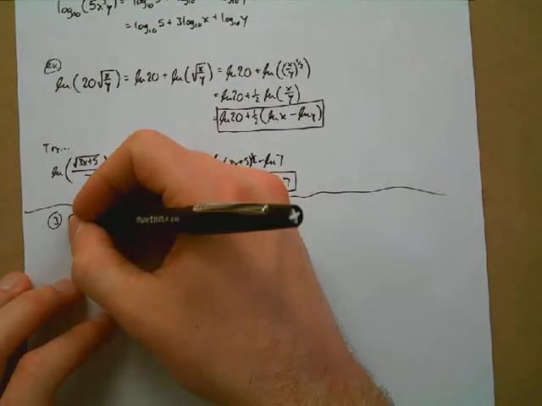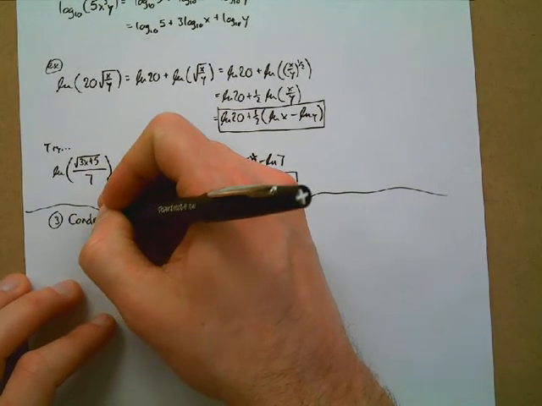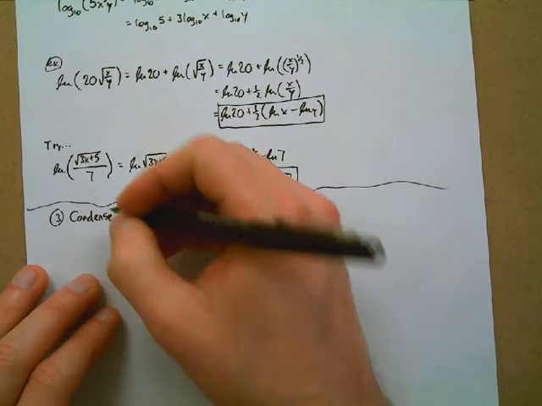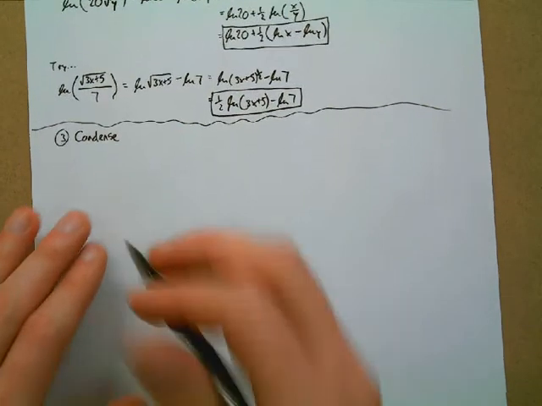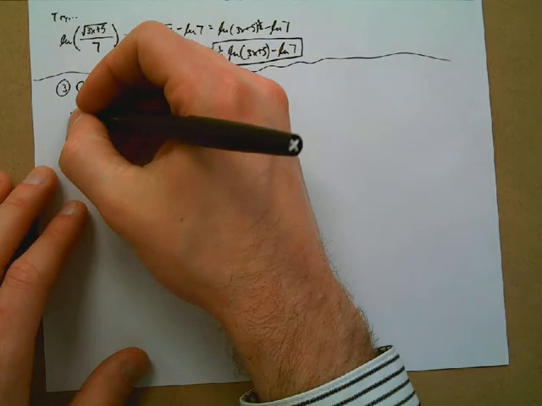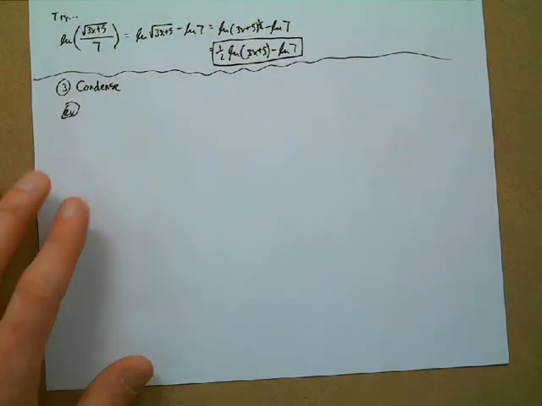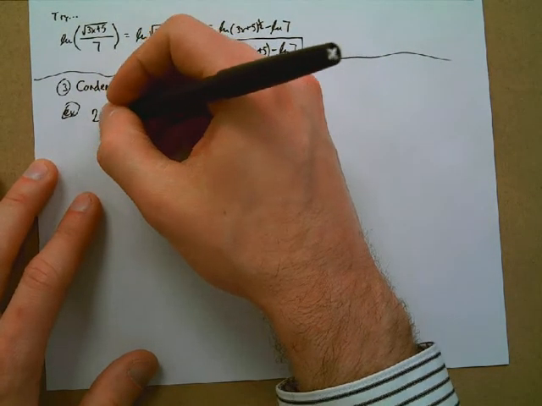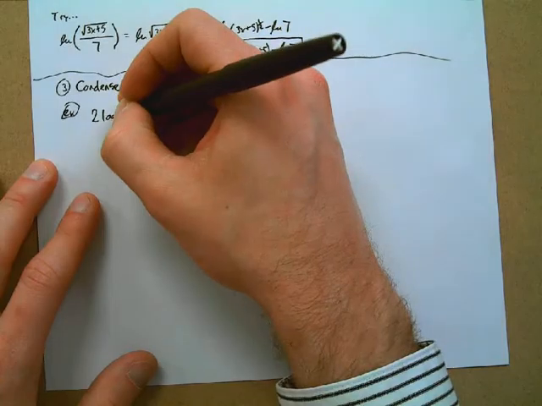So for example, if I have 2 log base 4 of x, and I'm adding to that log base 4 of 5. And again, we want to rewrite as a single logarithm.